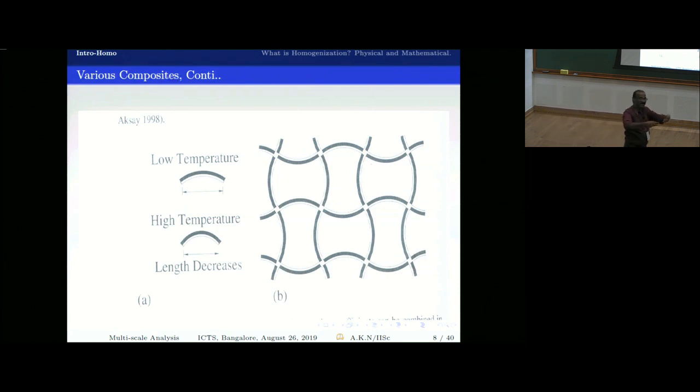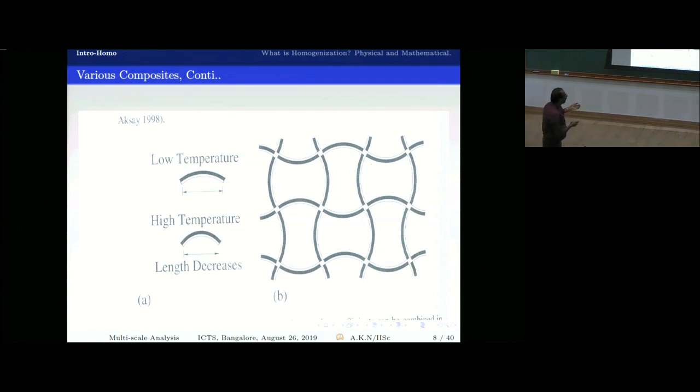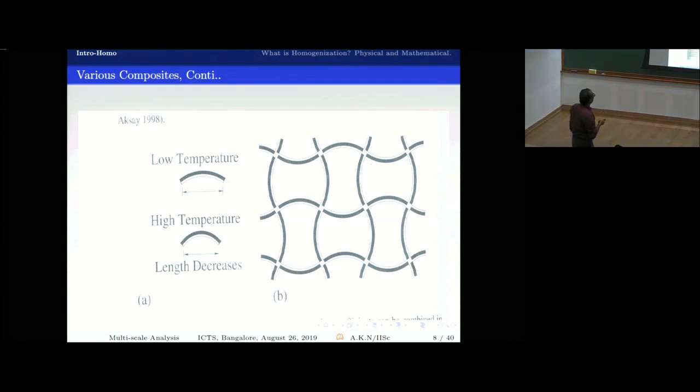What I'm saying is that in homogeneous materials, you can create materials with contradicting properties. That's why you can create materials that are lightweight, and there are very interesting applications.